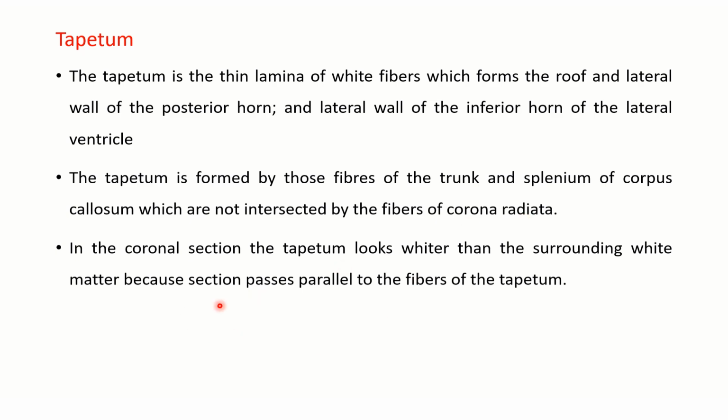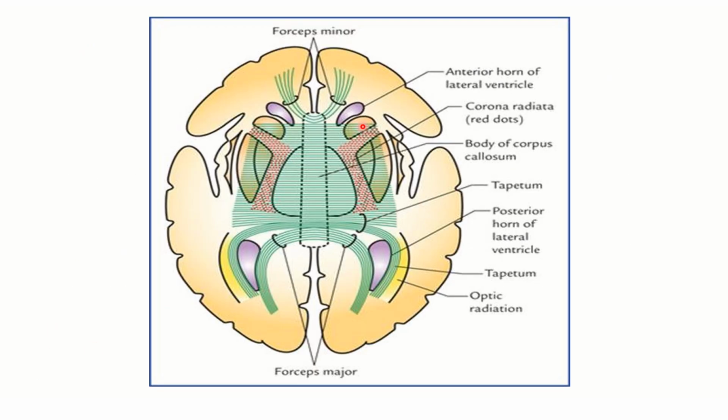I will show you in the diagram. In the coronal section, the tapetum looks whiter than the surrounding white matter because the section passes parallel to the fibers of tapetum. You can see here, this is the forceps minor. These are the fibers which are passing through the body. You can see that corona radiata and internal capsule are intersecting these fibers, but some part of the fibers are not intersected by the corona radiata.